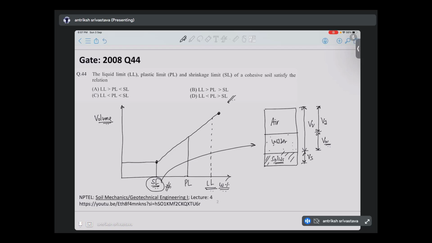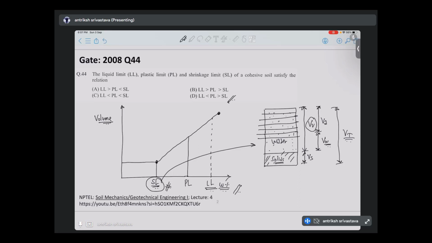Now, when we are doing this experiment, we have a saturated soil. What does that mean? That means all the void is filled with water, so we don't have any space for air. When we decrease the water content, this being the total volume, the volume keeps on decreasing.